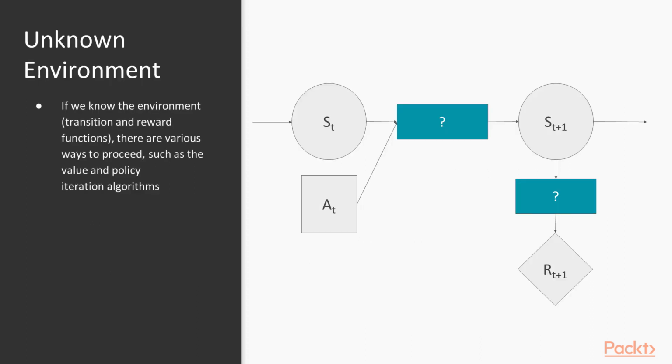Now, if we know the environment, if we know the transition and reward functions, there are various ways to proceed. We can in fact use algorithms such as value and policy iteration to solve the problem for us, to determine the optimal policy to follow to maximize long-term rewards in this environment. When we're in a situation where we do not know the environment, where we do not know the system dynamics or the transition function in particular, we typically know the reward function because we have to specify it, but we're often in a situation where we don't really know how the system evolves over time, what the relationship between subsequent states and current states and actions are.